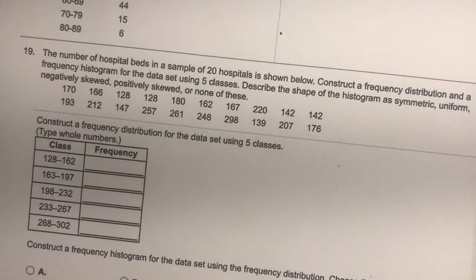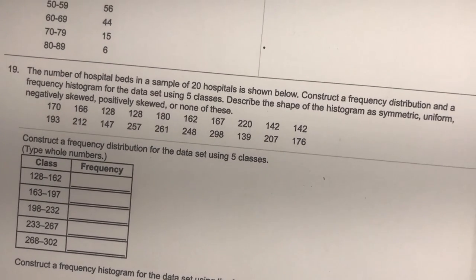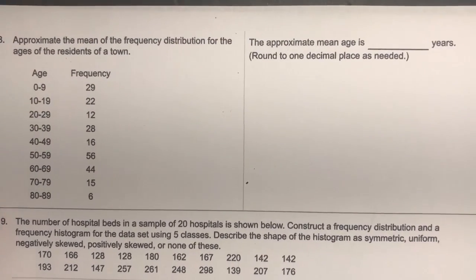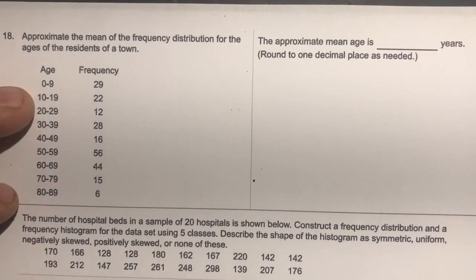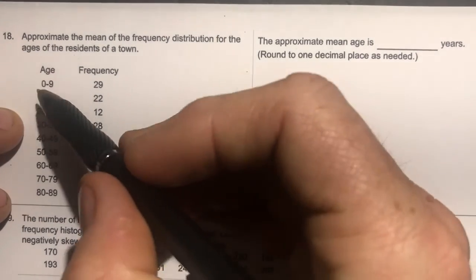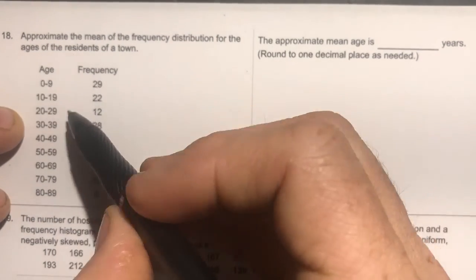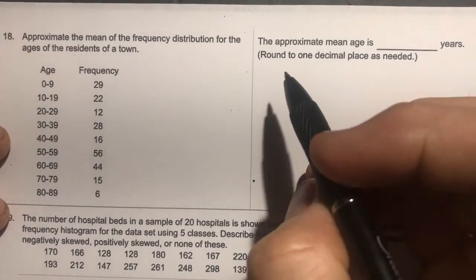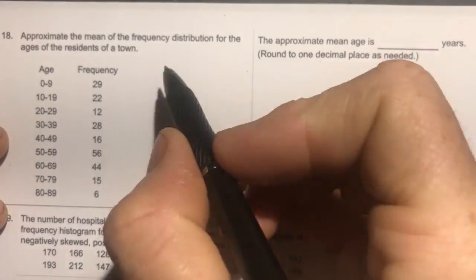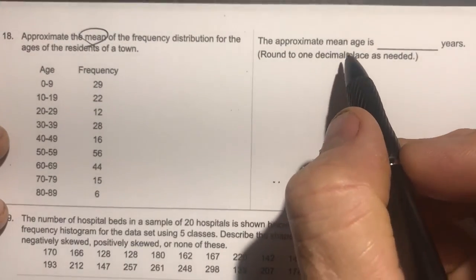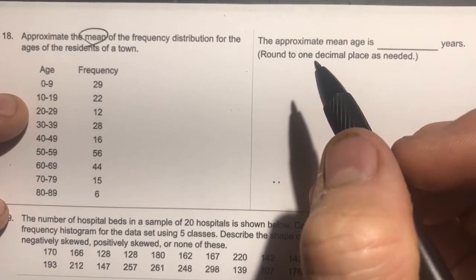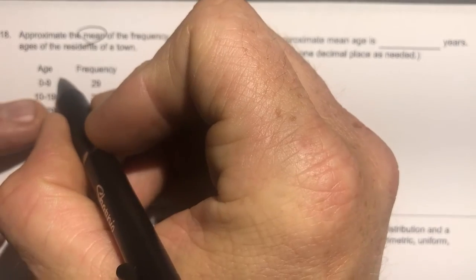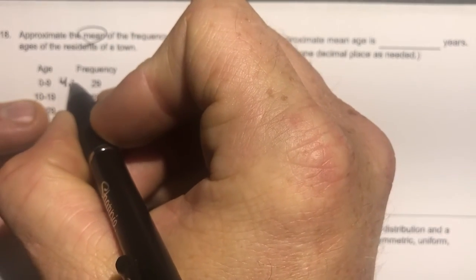Okay, we're about to finish up here. This is a frequency distribution. So we have this class, and there's 29 in that class, there's 22 in this class, and so on. We want to figure out the approximate mean age, the average. So we're going to have to find our midpoints. Remember, 9 plus 0 is 9, divided by 2 is 4.5. So this is a 4.5 midpoint.